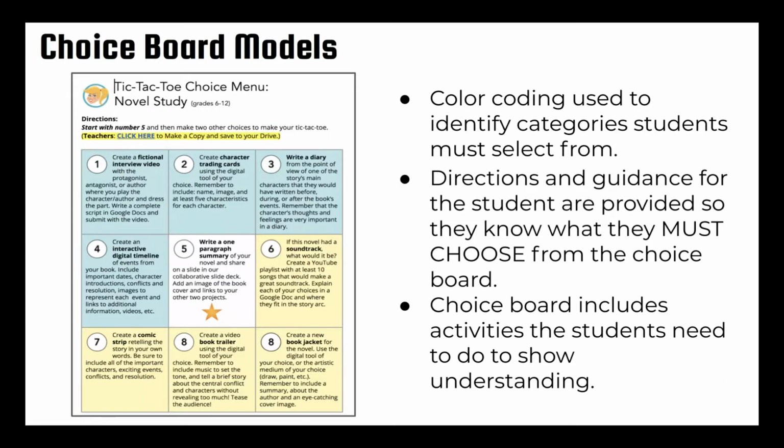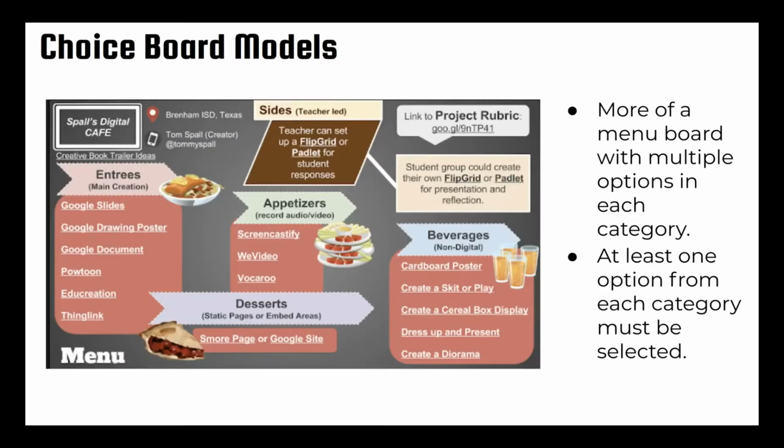Here's another example of a choice board menu. In this example, students all start with the middle activity on the choice board, and then they choose one from the blue section and one from the yellow section. Here's another example of a choice board that looks more like a menu. Here, students would choose one option from each category to get a full meal.